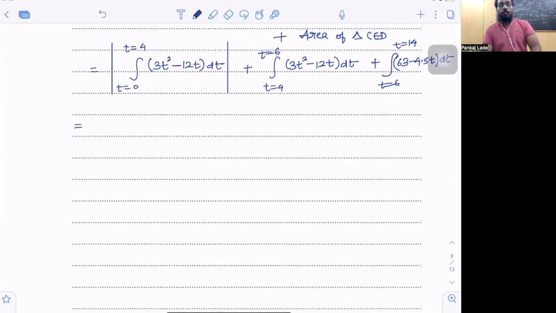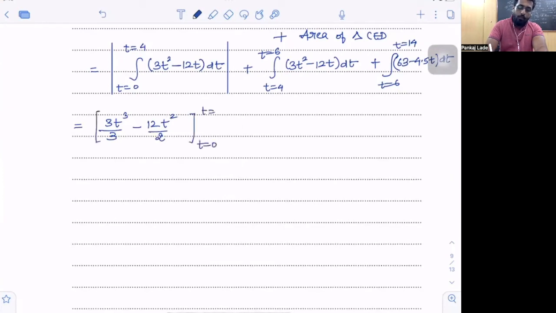So I'll be getting what? So the first equation is 3t square minus 12t, or better I should say expression. You want to integrate this. So integration of t square is t cube upon 3. So that's 3 t cube upon 3 minus 12. Integration of t would be t square upon 2. And the limits are from where to where? T is equal to 0 to t is equal to 4.